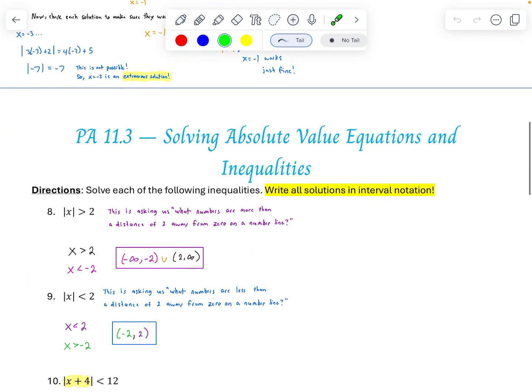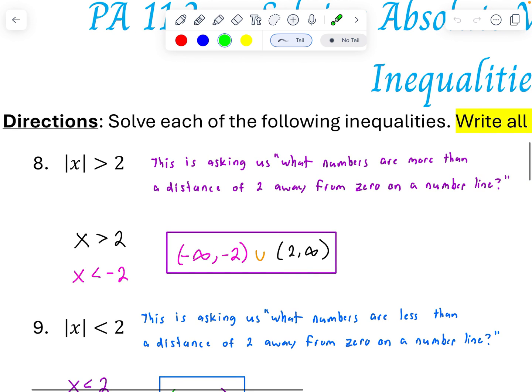Okay, now we do inequalities. So again, with inequalities, this is saying the distance from 0 is bigger than 2. So what numbers have a distance from 0 bigger than 2? Well, numbers bigger than 2: 2, 3, 4, 5, etc. But what other numbers have a distance that's more than 2 away from 0 on a number line? And those numbers are negative 2, negative 3, negative 4, etc. So all numbers less than negative 2.